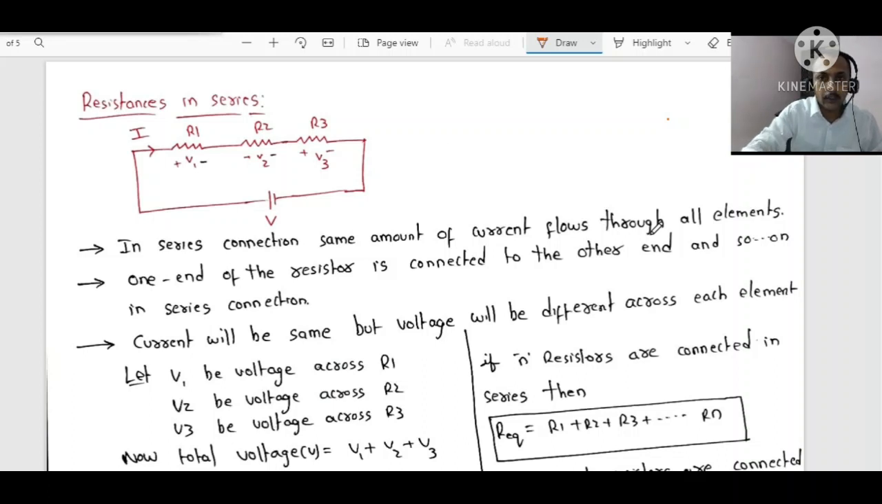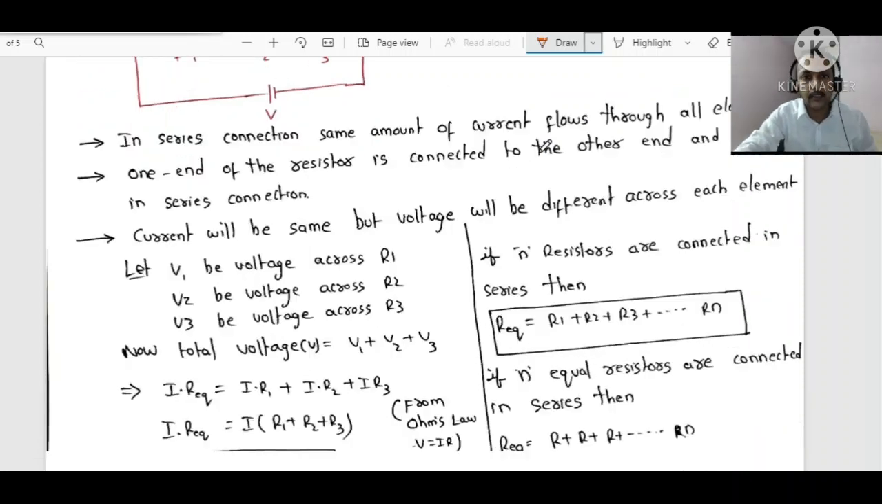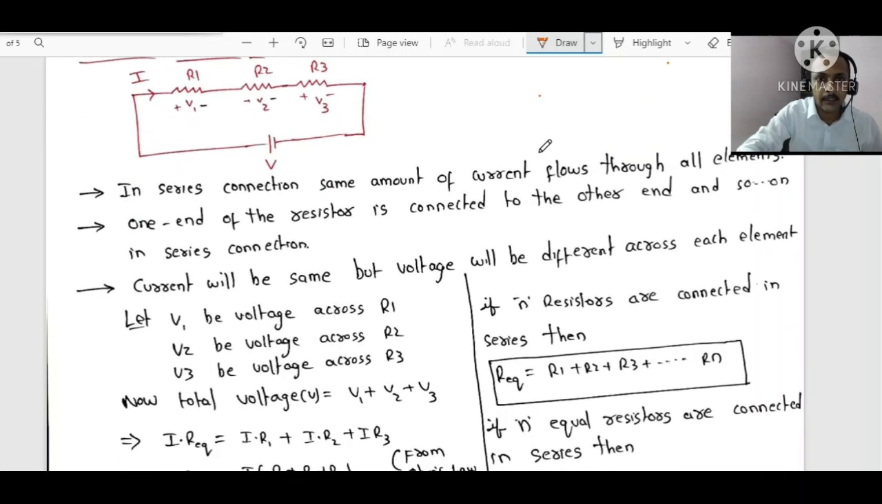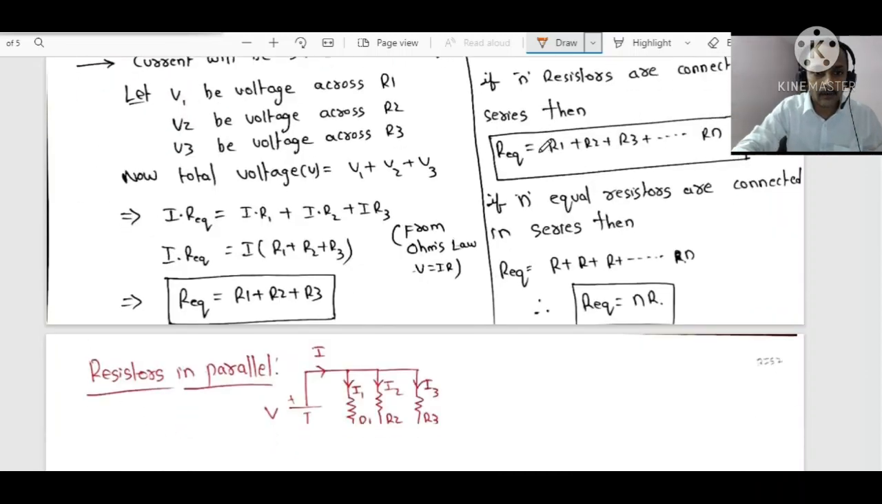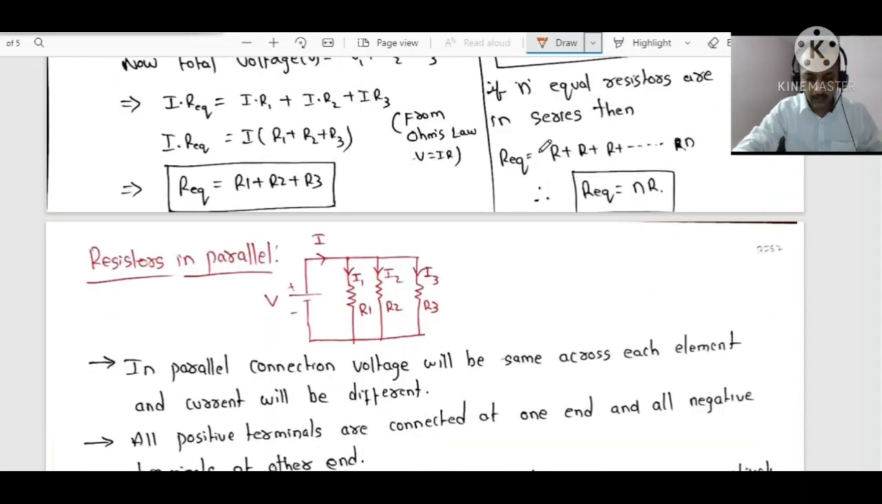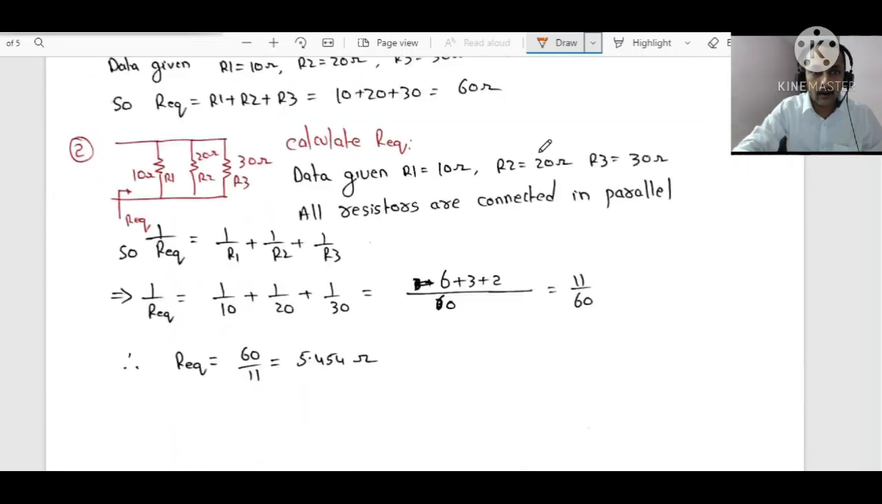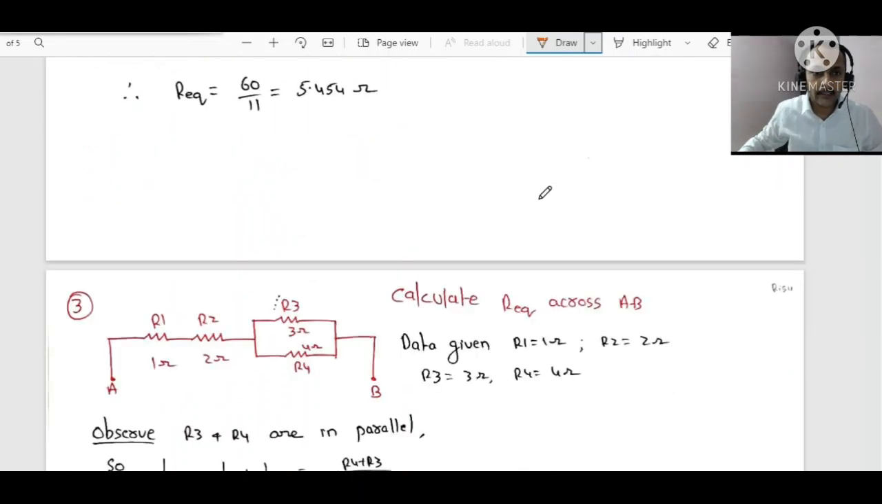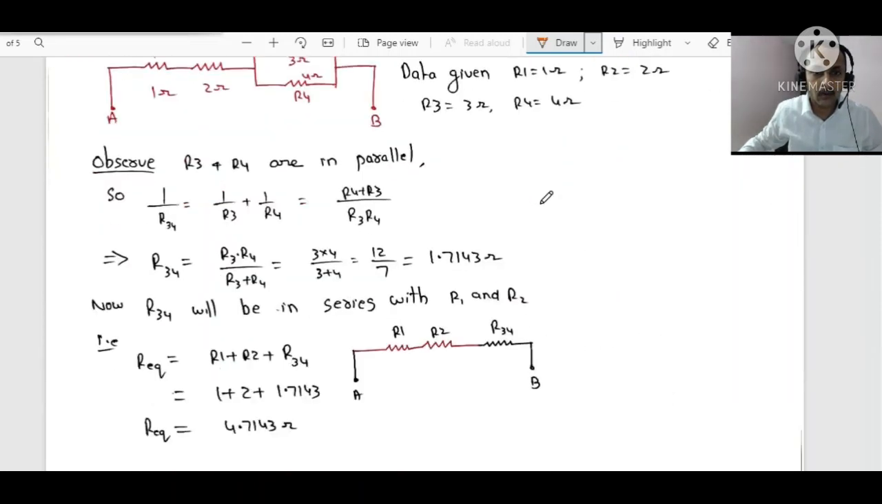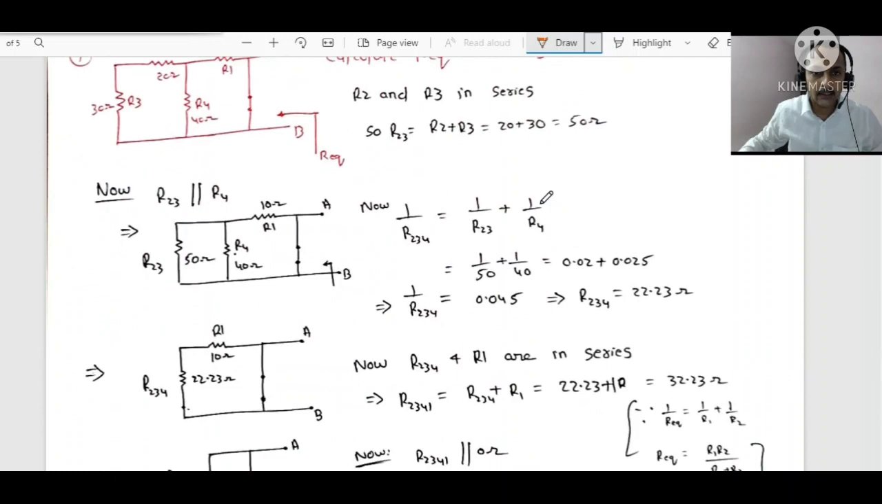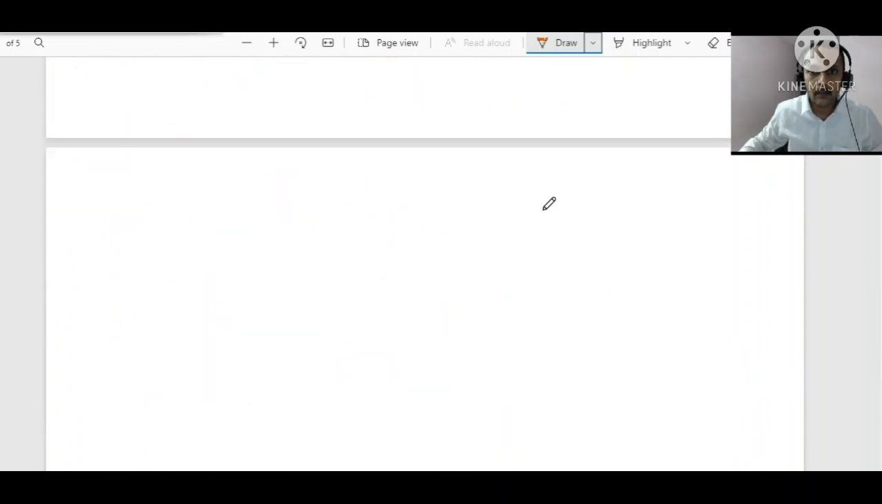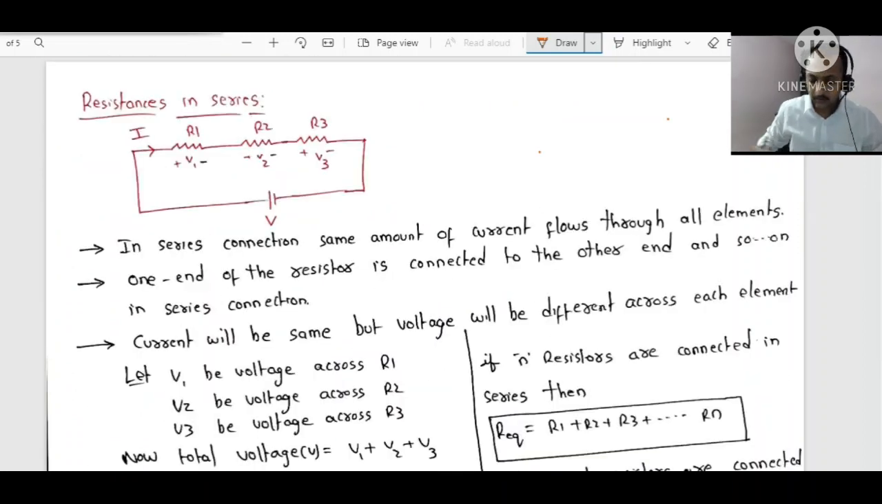By the completion of this video, you are going to learn about different resistors connected in series, and what will be the equivalent value of the resistance. When different resistors are connected in parallel, what will be the equivalent resistance, and also some examples and numerical problems on different resistors connected in series and parallel. Right now, let me discuss the resistances in series.